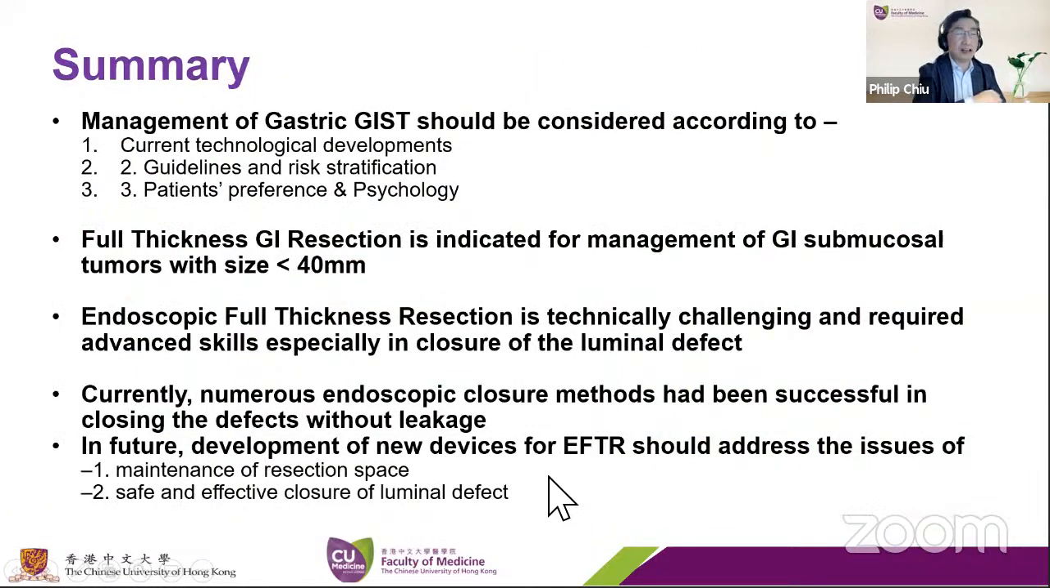So in summary, I think management of gastric GIST should be considered according to current guidelines and risk stratification, and also in considering the patient preference and psychology. Full thickness resection is indicated for management of GIST, which are generally less than 4 centimeters in size. And endoscopic full thickness resection is technically challenging, requiring advanced skill, especially in closing the defect. And I think in the future, new devices for EFTR should address the issue of maintaining the resection space and safe and secure closure of the luminal defect.